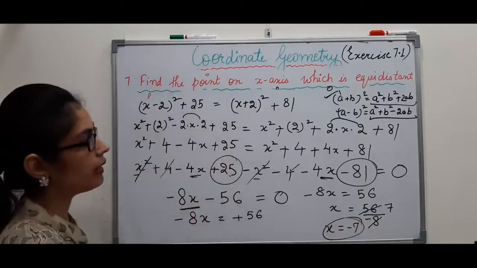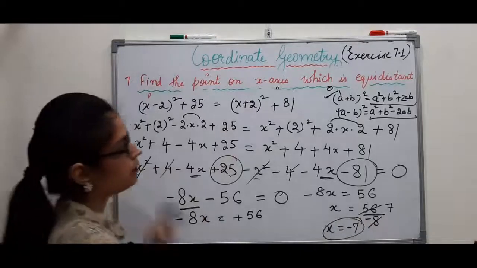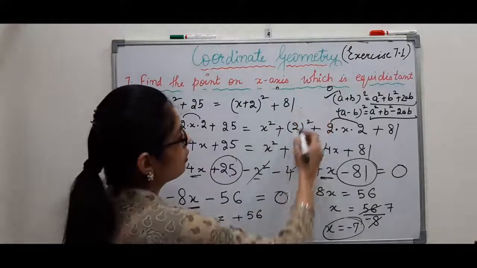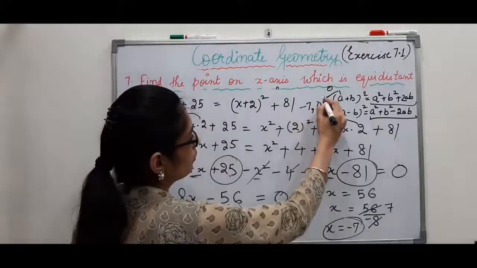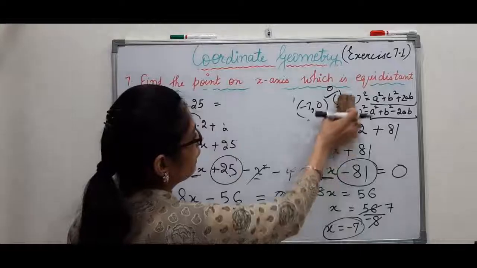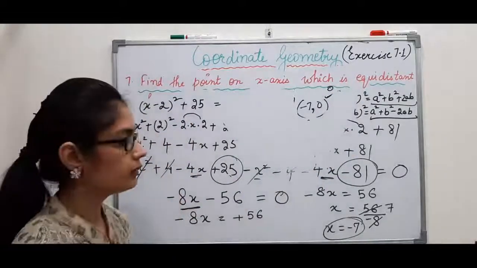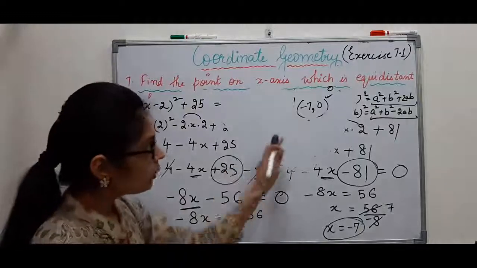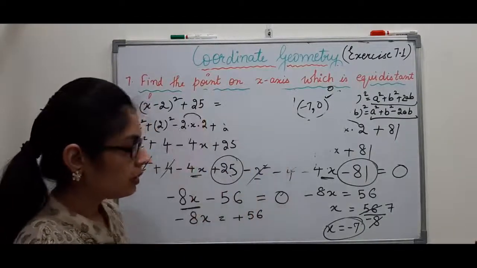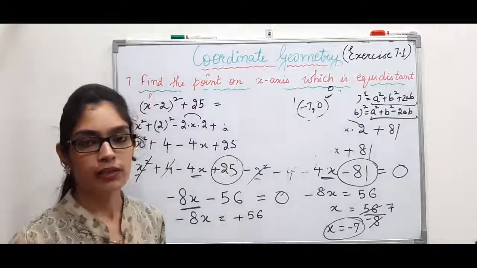So we have got the value of x, which means the point on x axis it will be minus 7, 0. So minus 7, 0 will be the point which is equidistant from the given 2 points. So you can write properly step by step everything you have to do as I have done and explained to you. Now let's do the next question.